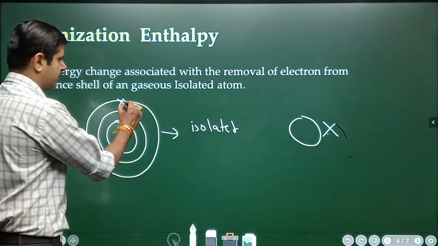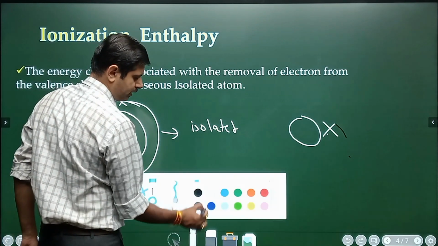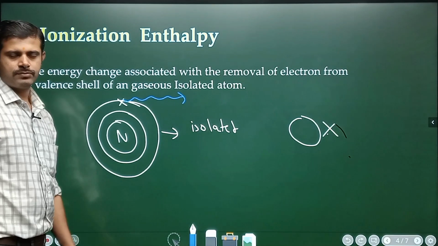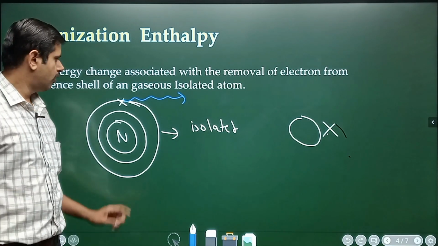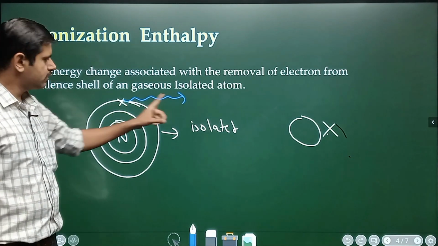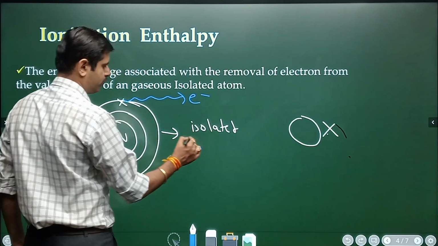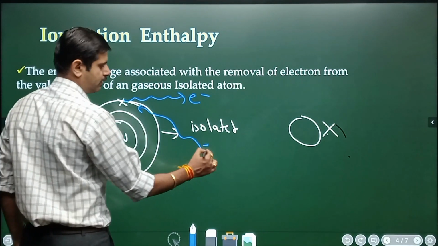Now there is a valence shell electron over here. This valence shell electron we want to take out of the system. To take out this valence electron, we have to give a certain energy.